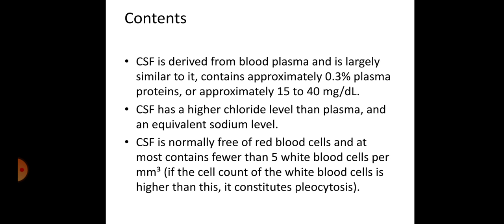Now, contents of the CSF. CSF is derived from the blood plasma, so it is similar to it, and it contains approximately 0.3% of the plasma protein. So plasma proteins are very few in the CSF, approximately 50 to 40 milligrams per deciliter. CSF also contains higher chloride than plasma, whereas sodium is equivalent. Normally, in healthy individuals, CSF is free from red blood cells, and WBCs are less than 5 per cubic mm. If a CSF contains more than 5 WBCs per cubic mm, this condition is called pleocytosis.